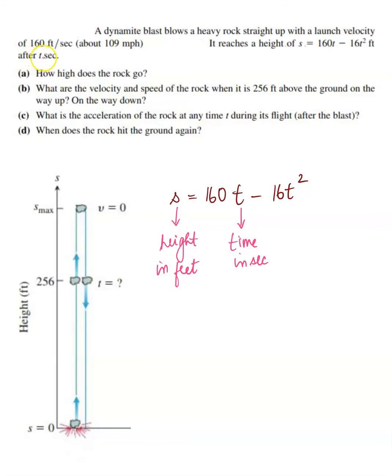You can see that after t seconds. Okay, so we need these to interpret our answer in the end. So S here is the position of the object. In this particular case, it's the height. The position of the object corresponds to the height.